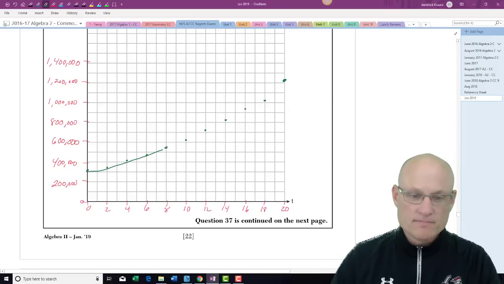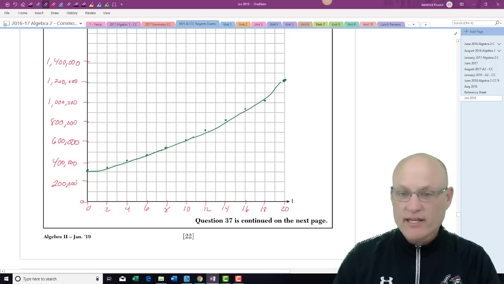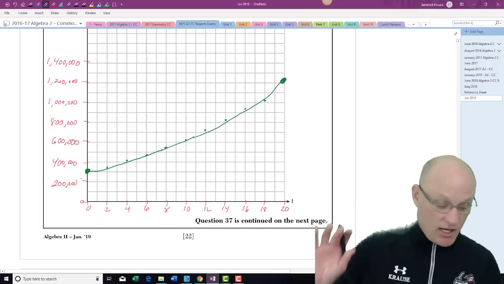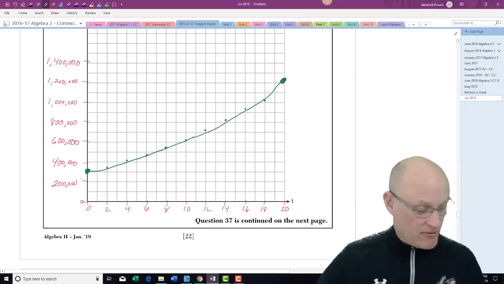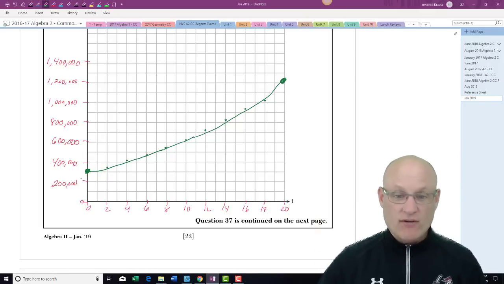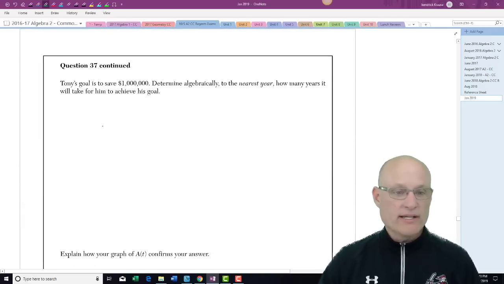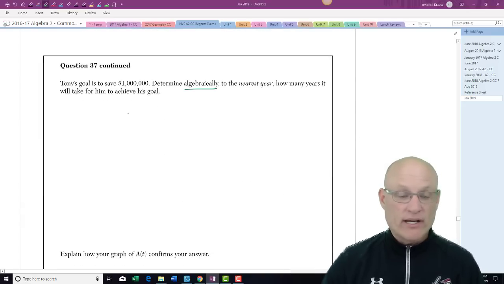Try to hit the points. Resist the temptation to put arrows, kids. All right, we're almost done. This problem is just about finished. The question says solve this for when it equals $1 million. So algebraically, when it equals $1 million.